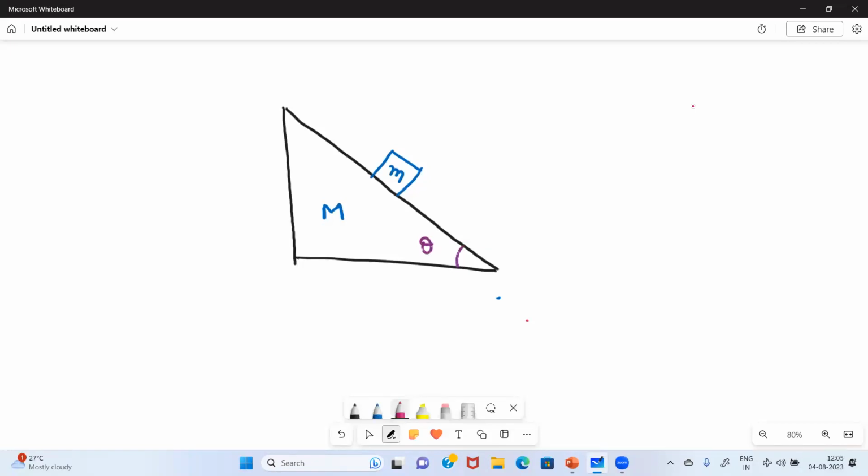Can you tell me what are the forces acting on small m? Gravitational force will always be in which direction? Vertically down. So gravitational force will be vertically down. Is there any other force acting on the small m? Normal reaction. Excellent. And how will the normal reaction be? Perpendicular to the surface of contact.